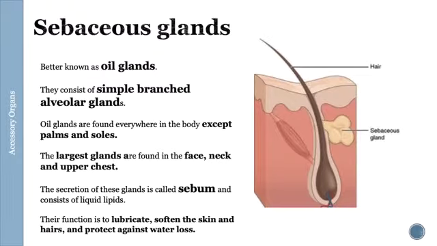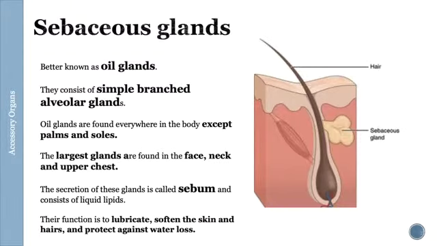So what is the function of the sebum? Their function is to lubricate, to soften the skin, to soften the hairs, and more than anything, to protect against water loss. Remember that water and oil do not mix, so by having this layer of fatty acids, of lipids, on the surface of my skin, it helps control the water flow in or outside of the body.